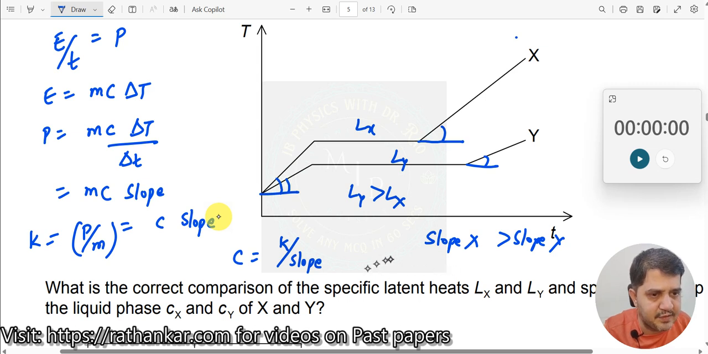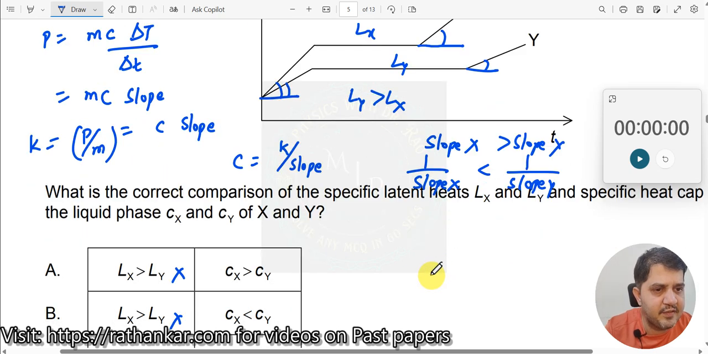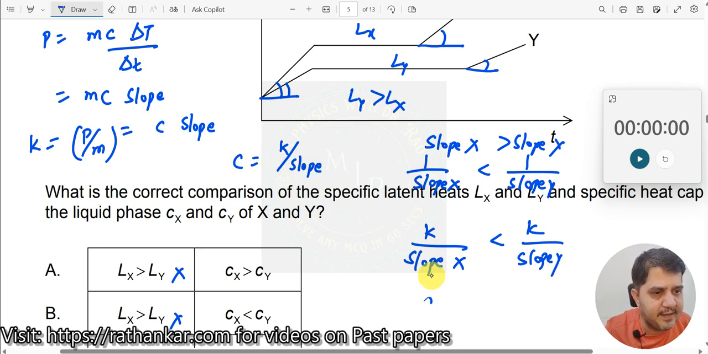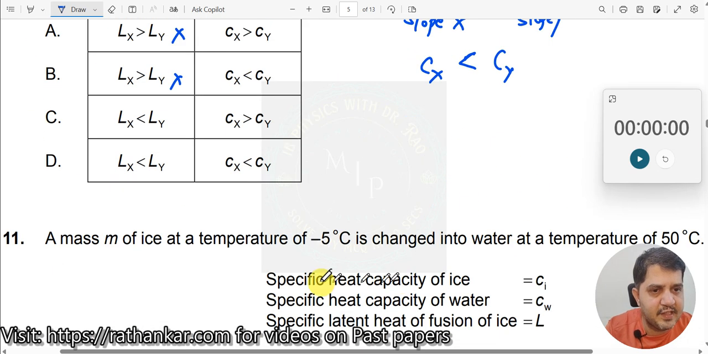So, as a result of this, 1 by slope X is less than 1 by slope Y, which means, since C is inversely proportional to slope over here, if I multiply this by K on both the sides, I can now write K by slope X is less than K by slope Y, and we know K by slope is C, right? So I write this as Cx is less than Cy. So, let us find out which is the right answer. Cx is less than Cy. So, therefore, D is the right answer.